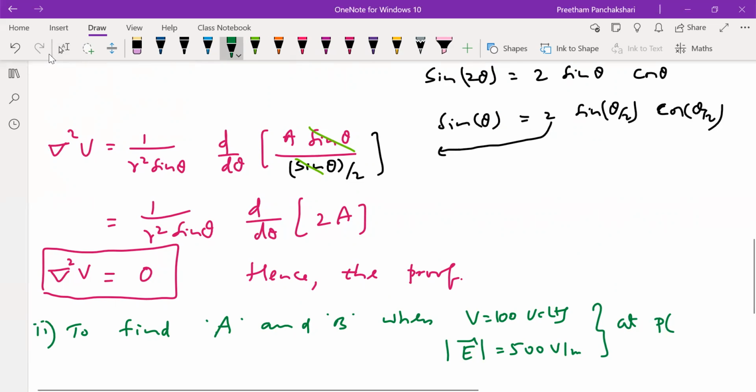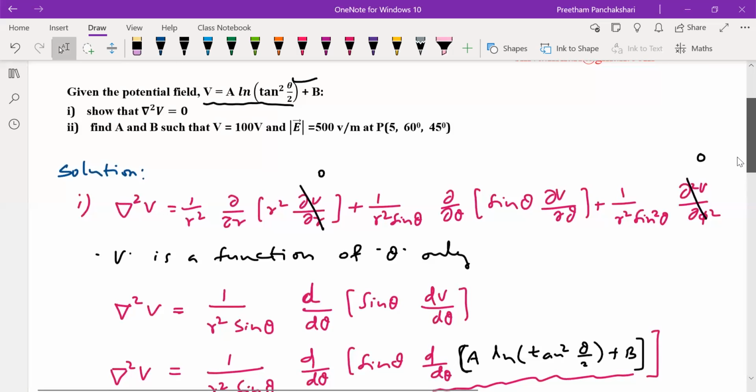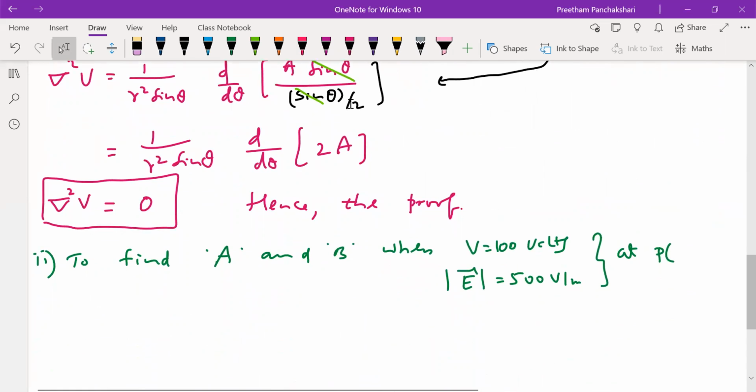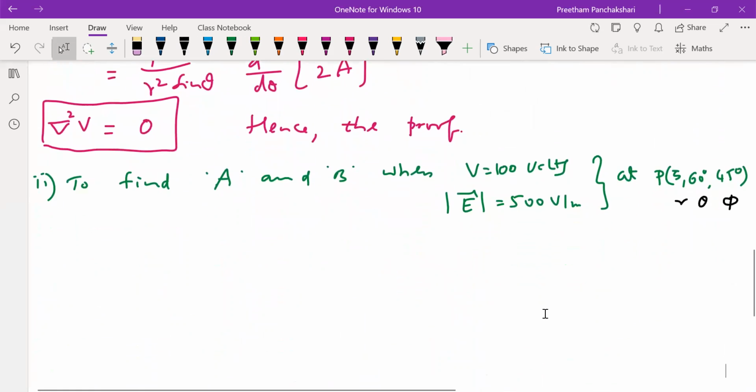Let us check what the point is from the problem. It is 5, 60 degrees, 45 degrees. At the point 5, 60 degrees and 45 degrees. And here 5 is your R, 60 degrees theta, 45 degrees phi. Using this data, let us find A and B.